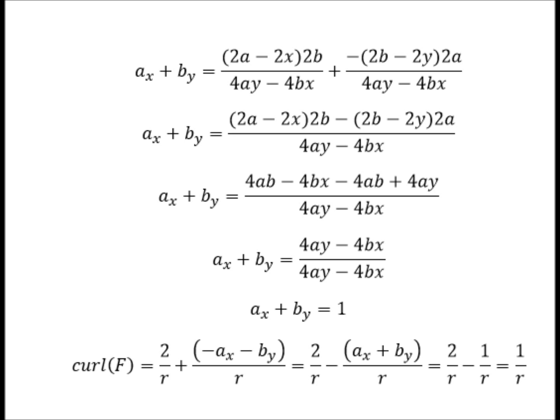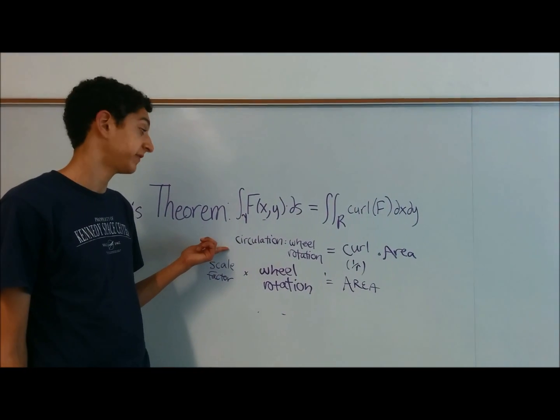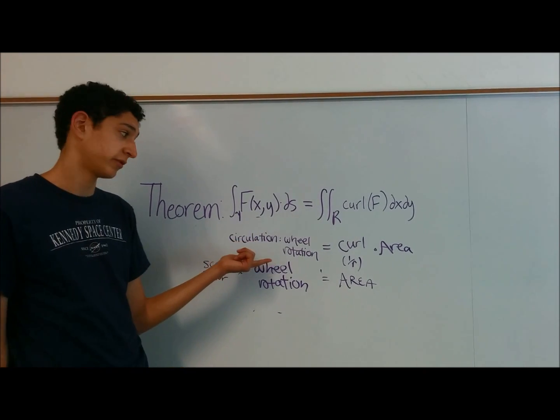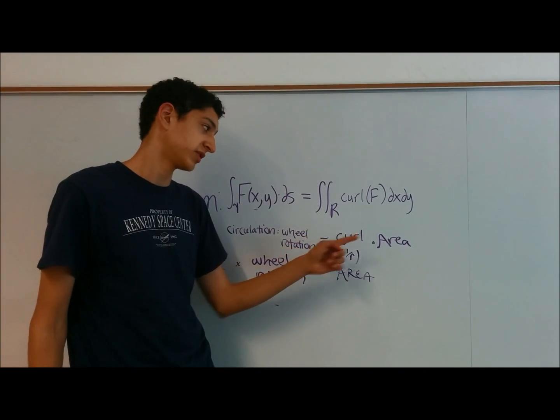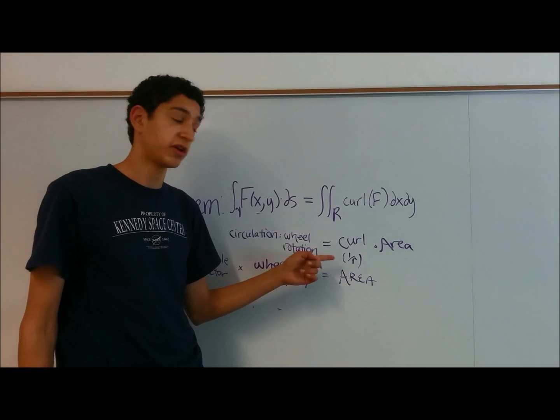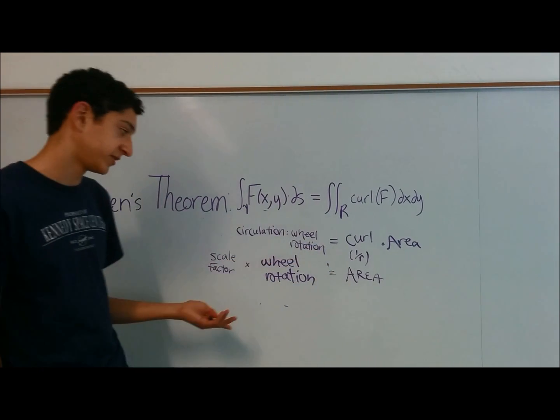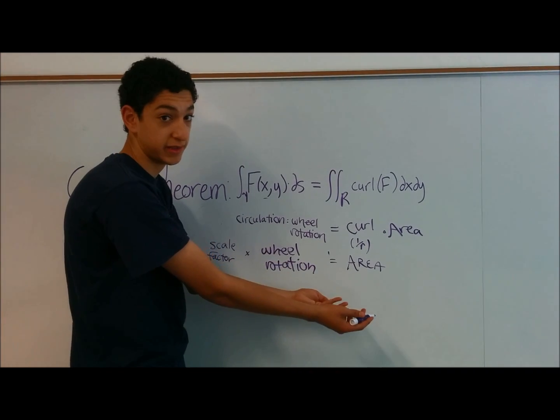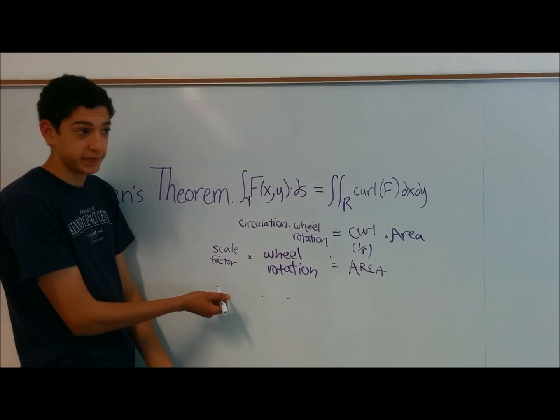Using that, we can find that the curl, which is equal to 2 over r minus a partial x plus b partial y over r, is actually equal to 2 over r minus 1 over r, which is equal to 1 over r. We've just proven that the circulation, this term of our Green's theorem, is equal to the wheel rotation. We know that this is equal to the curl times area, and Kyle just proved that curl is always 1 over r. This is extremely useful to us, as we get that scale factor times wheel rotation is equal to area. This can be determined experimentally, and there you have it.